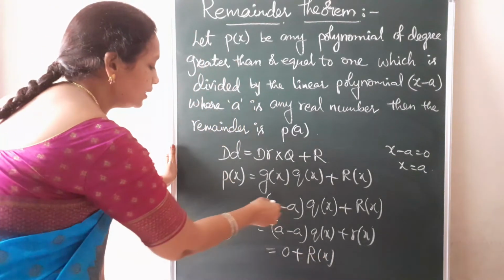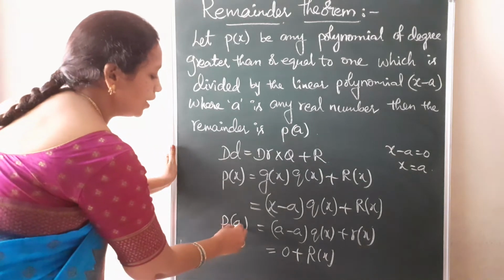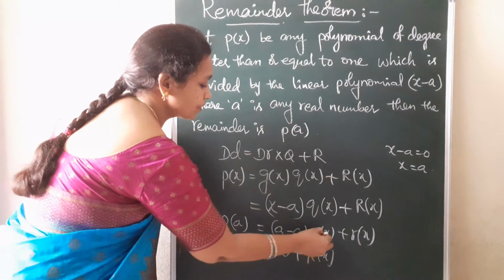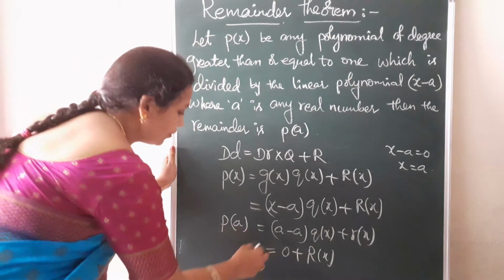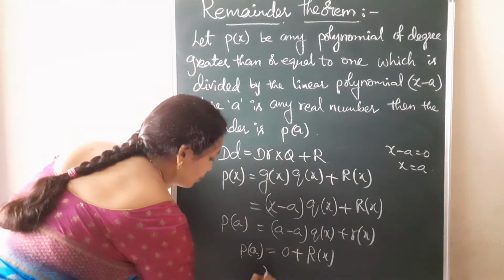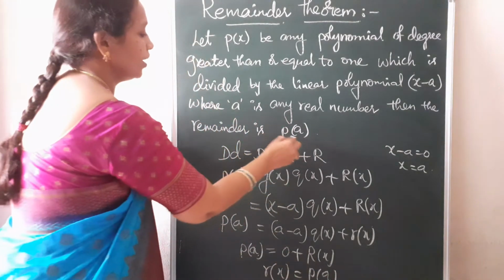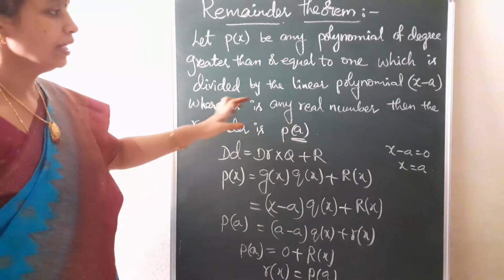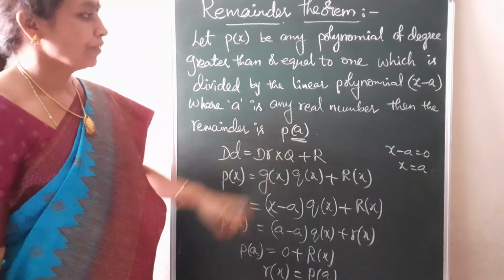So if you substitute x is equal to a, p of a is equal to a minus a into q of x plus r of x, so p of a is equal to r of x. So what is the remainder? r of x is equal to p of a. So p of a is the remainder when p of x is divided by x minus a.